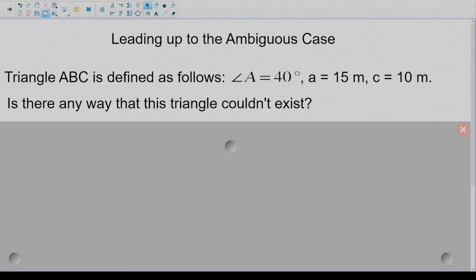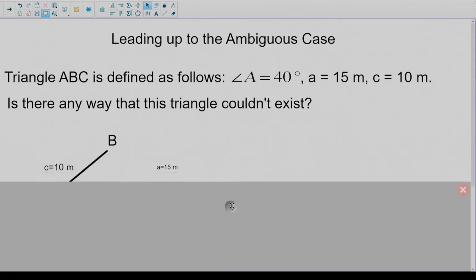I have an example given to you where I'm telling you that angle A is equal to 40 degrees, side a is 15 meters, and side c is 10 meters. So the question I'm asking is, is there any way that this triangle couldn't exist? And that question is going to make a little bit more sense with the actual second example I'm going to show you, okay? But let's just talk about this example here.